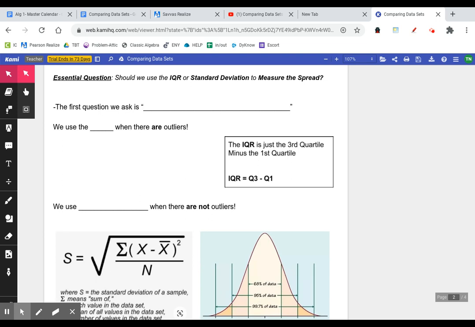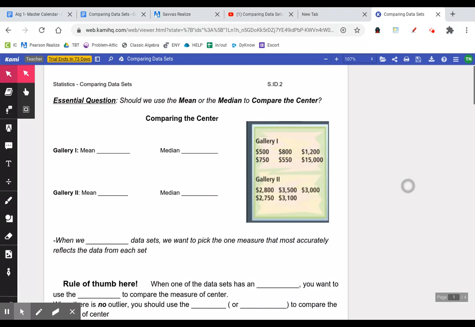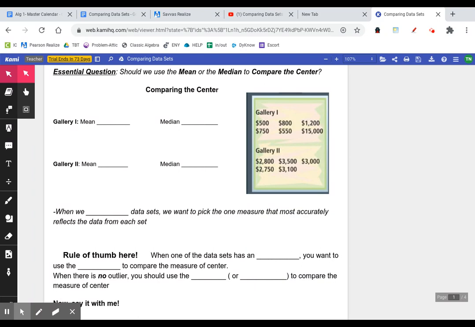All right, Algebra 1 students, I appreciate you returning for part 2 of our second lesson. Again, our second lesson being a focus on how to compare data sets when I have two or more. The first video focused on comparing data sets in their center. So we looked at this example up above with Gallery 1 and Gallery 2 and tried to decide, do we want to use the mean or the median to compare those data sets?